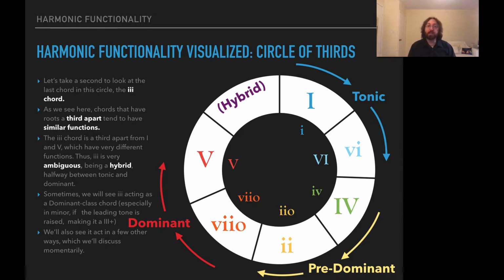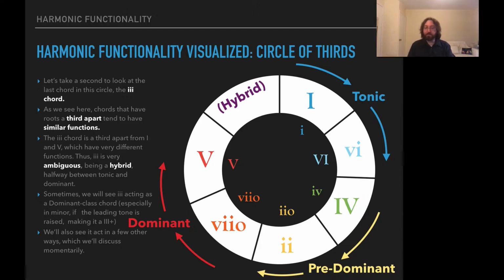Ambiguity is just a word that means one thing that can mean two different things. Now, ambiguity can be great and powerful in art, but it can also be confusing. 3 is an ambiguous chord, being a hybrid. It's halfway between tonic and dominant. Sometimes we will see the 3 acting as a dominant class chord, especially if we're in the minor mode.